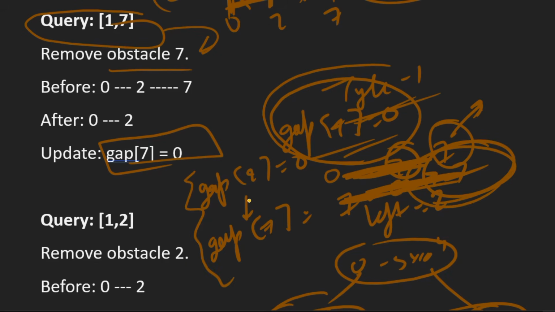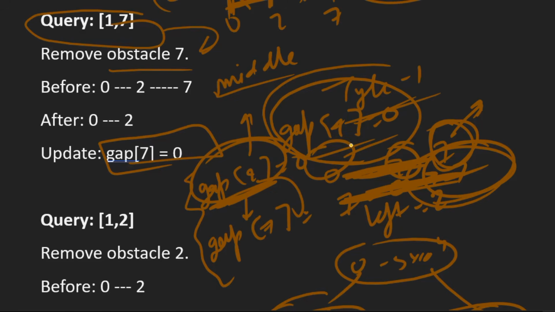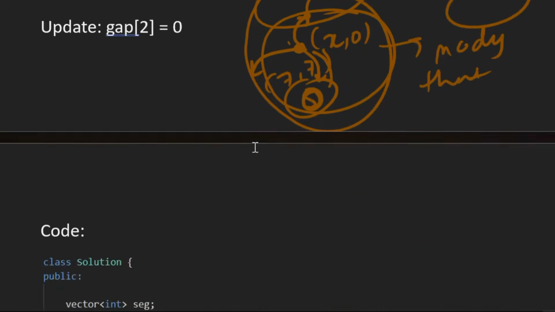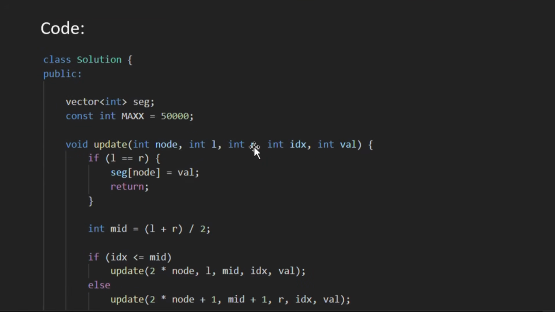So if the removed node is in the middle, or it has left and right, then we need to do two updates. But if it is a boundary point, obstacle, then we have to do only one update, right? So in this way, we'll process all the queries. So let's move to the code part.